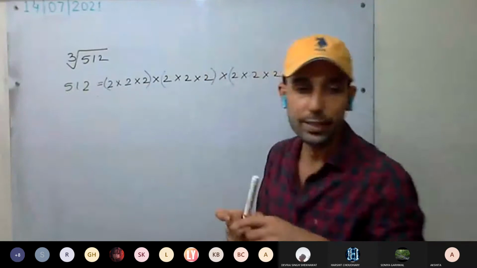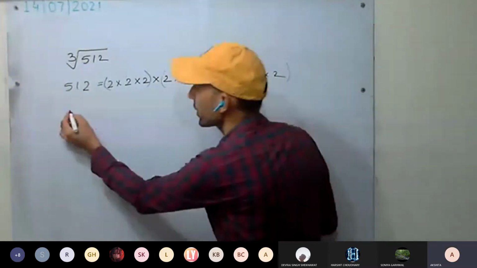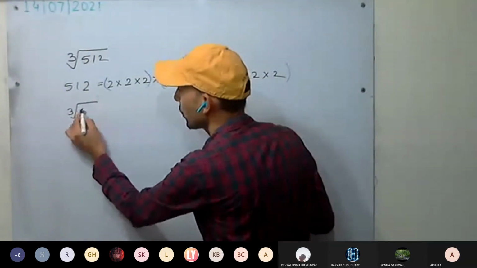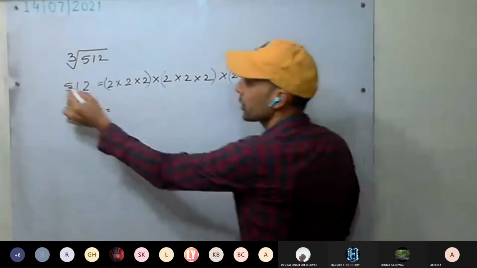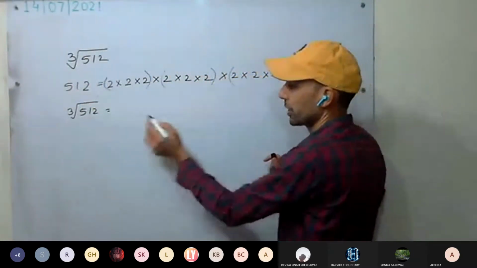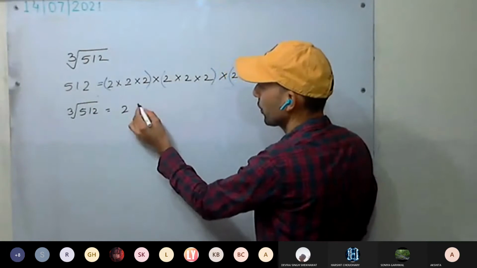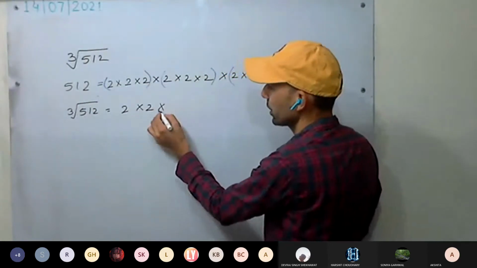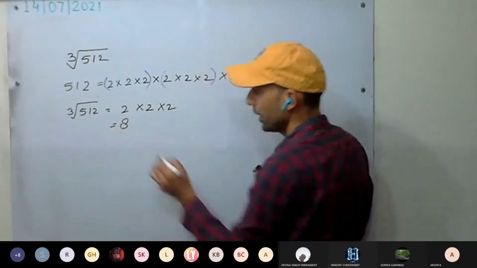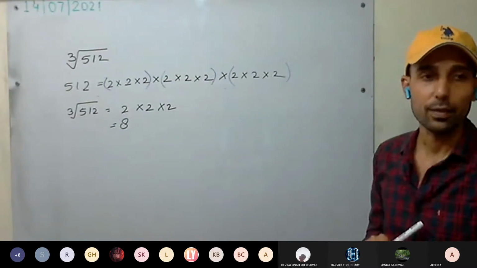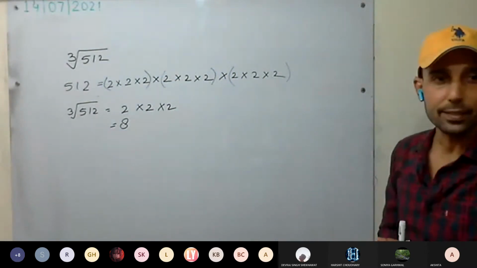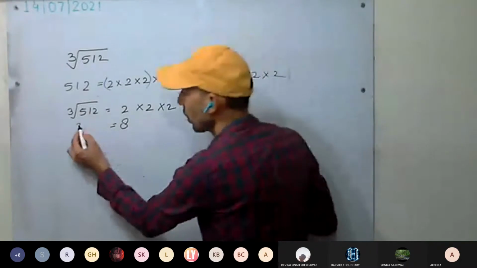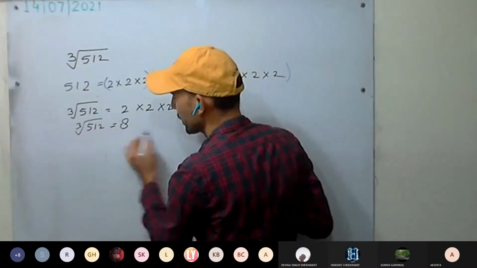And next we have to find the cube root. So how to write? Cube root of 512. From each triplet we'll be taking 1. If we write cube root here, we have to write cube root here. From this 2 we have taken, from this 2 we have taken, from this we have taken 2. How much is it? 8. It is 8. Is this clear? So cube root of 512 equal to 8.